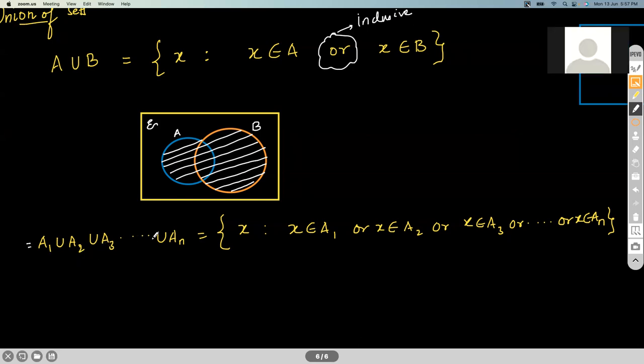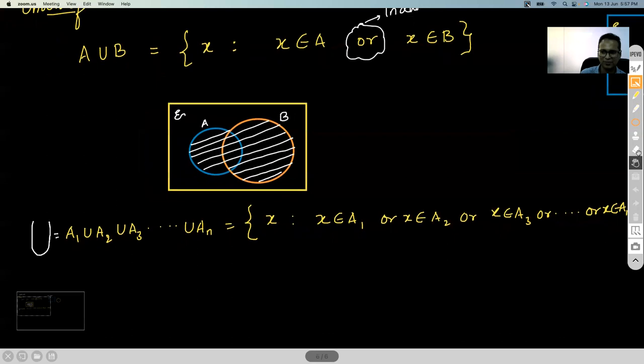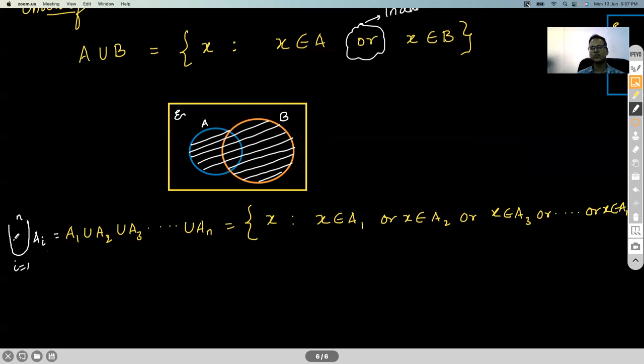Okay. By the way, such kind of representation you can also write with an elongated U. Let me write it to the left. Like this. This is just a short form notation. You may have seen this notation while solving questions on sets. So this is just a notation which says I'm taking the union of all A_i, with i going from 1 to n.